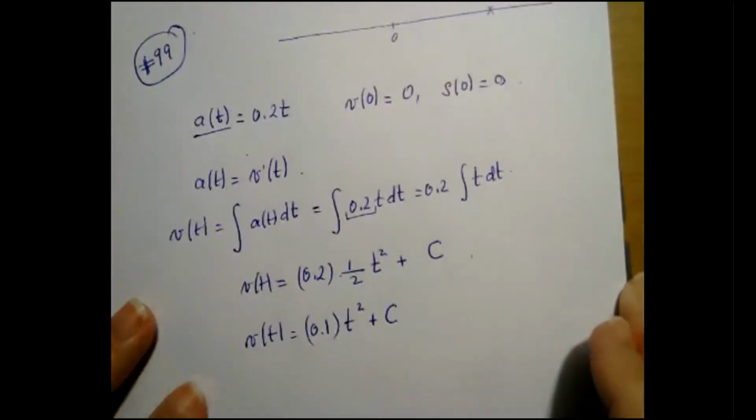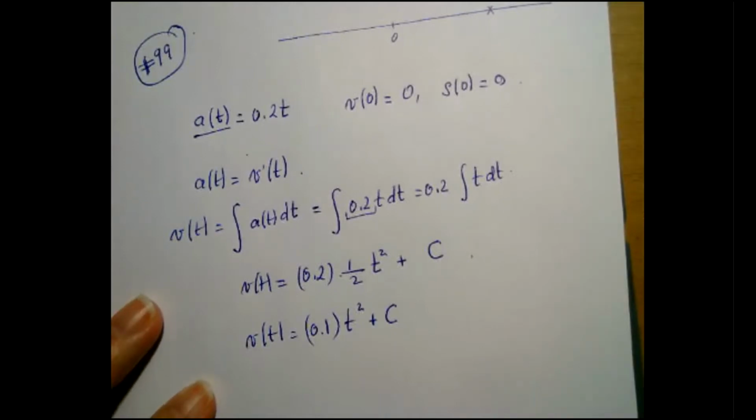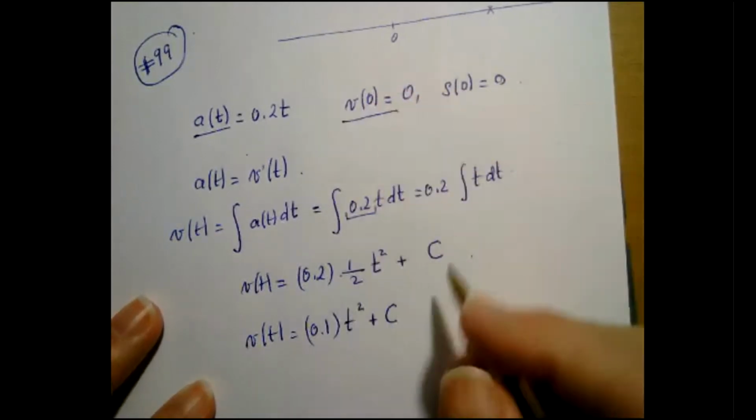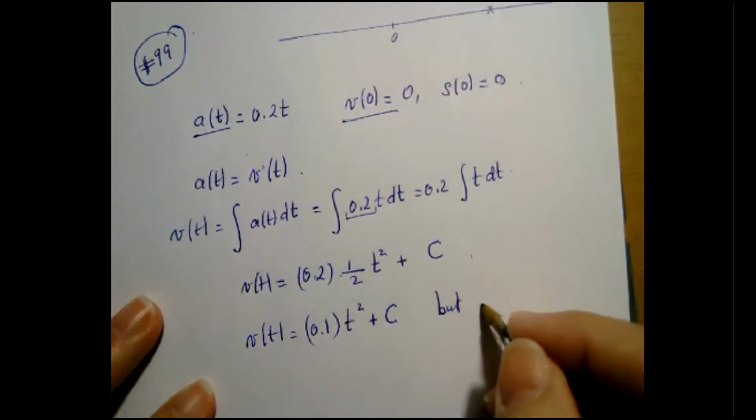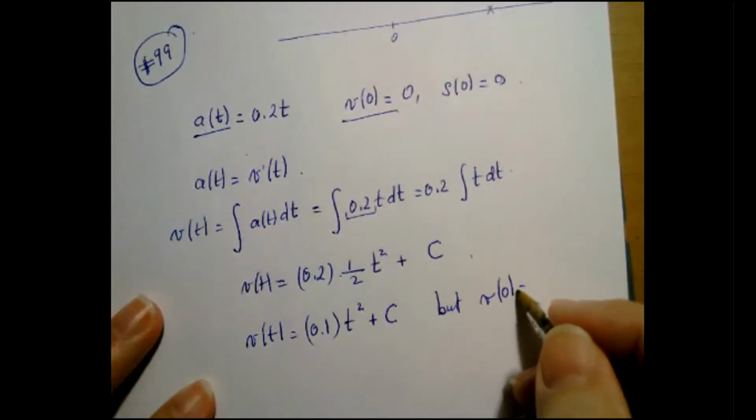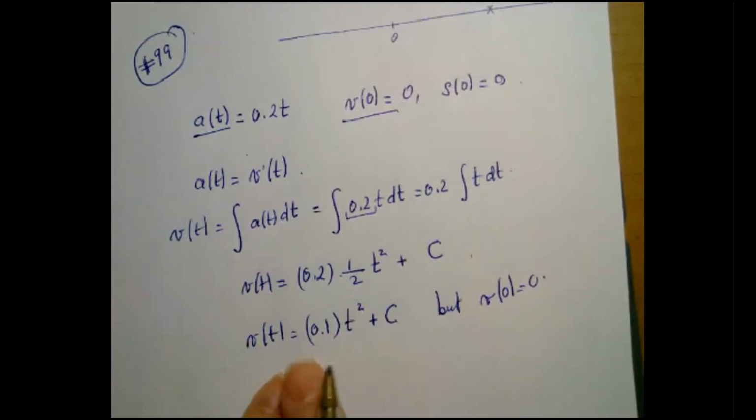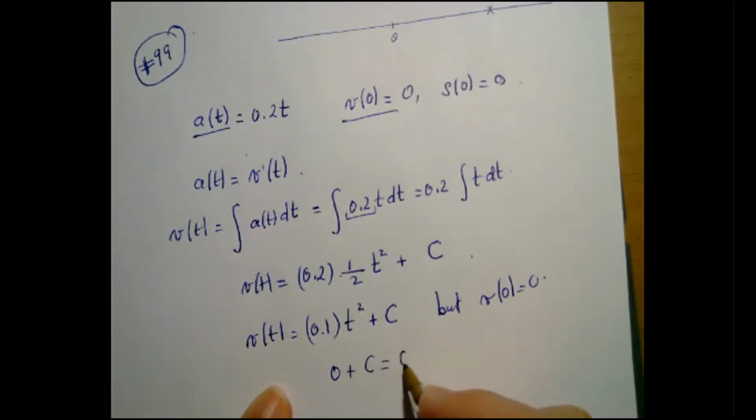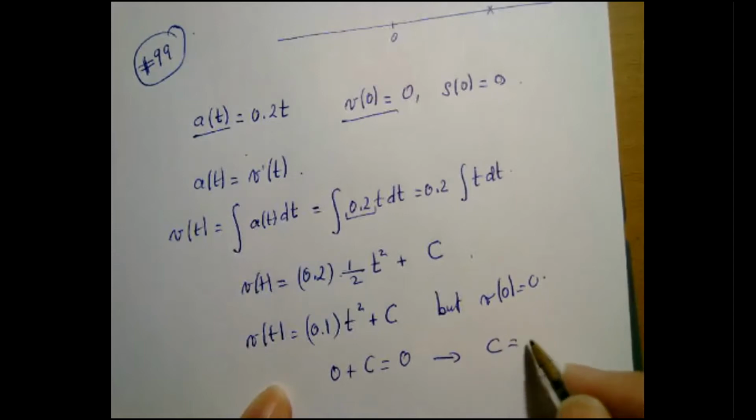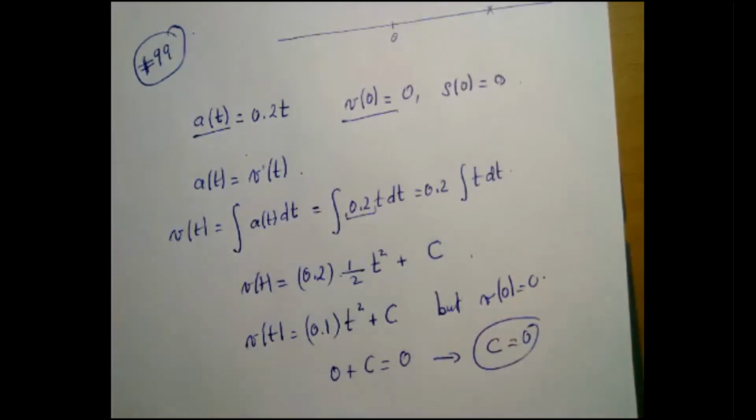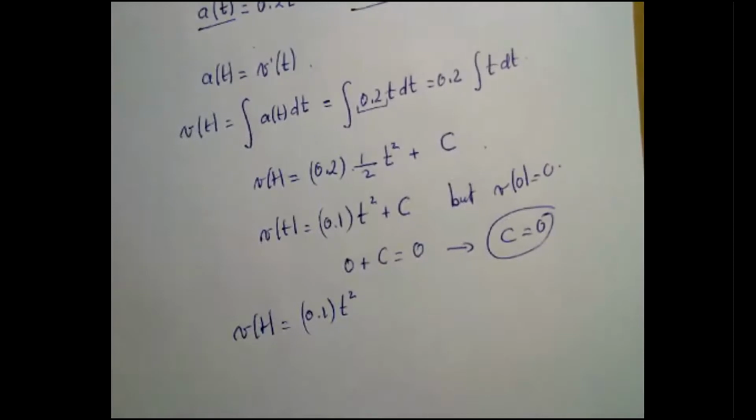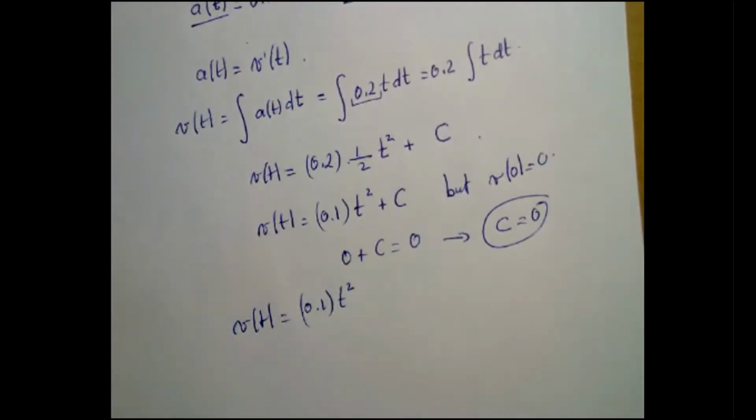Now, of course, we have a constant c to work with, but I have an initial condition. v of 0 is equal to 0. It means if I plug in a 0 in here, in this case, c is 0. So the velocity is 0.1t squared. That's it. Okay. Now I need the position. So that's the first relationship.